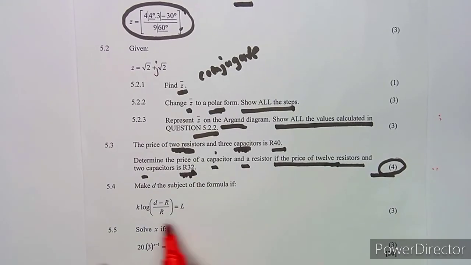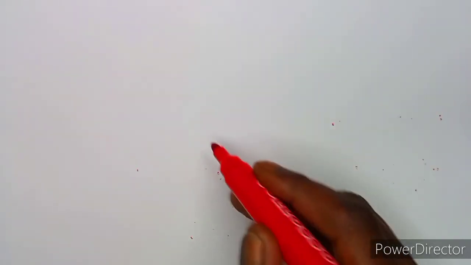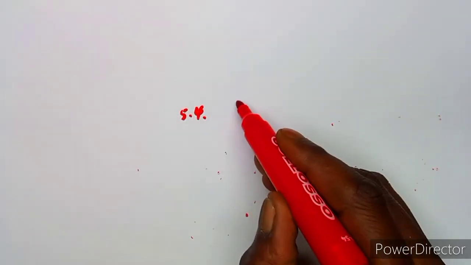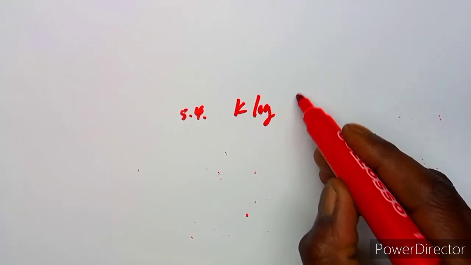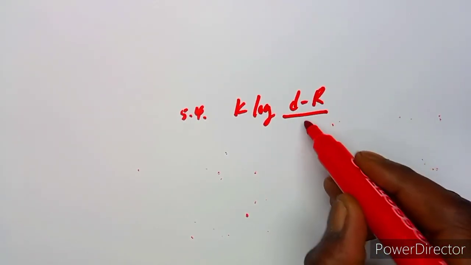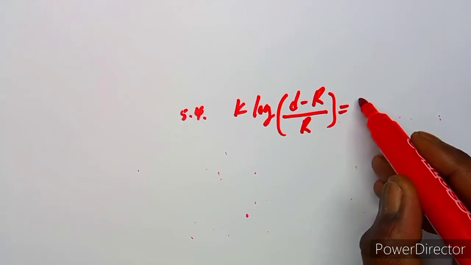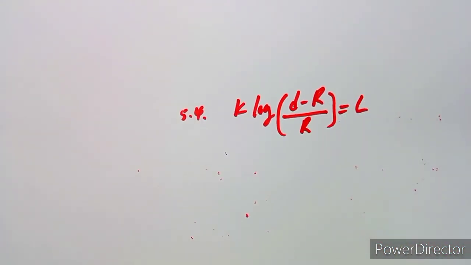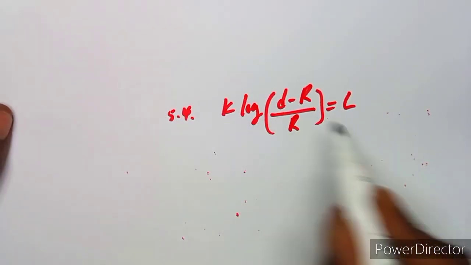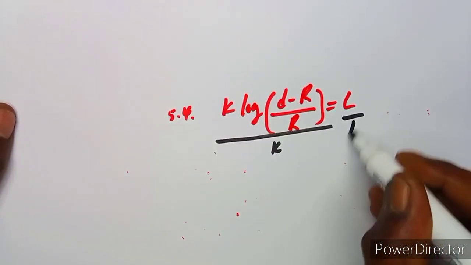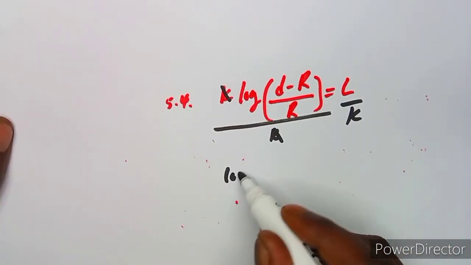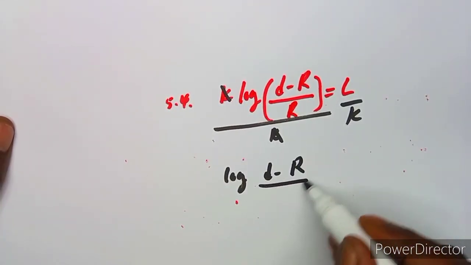Okay, so that's what we had, and the other part now is to make D the subject of the formula. So what can we do there? This is K log (D minus R) over R, which is equal to L. What you're going to do there is remove the K, which is multiplying. Let's just remove this first and see what's going to happen later on. This is going to give us log (D minus R) over R.